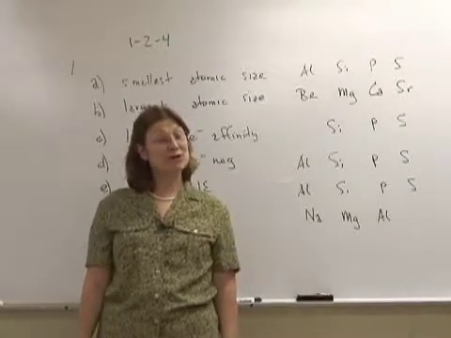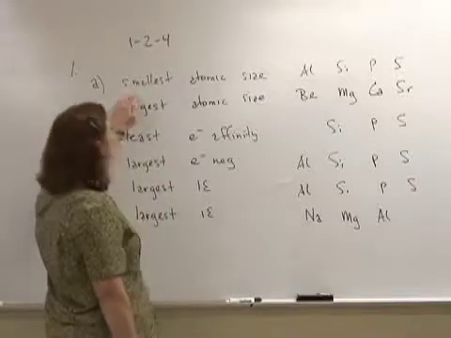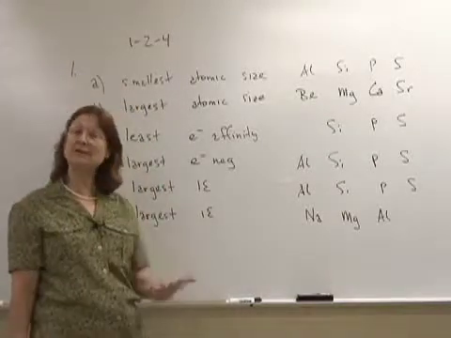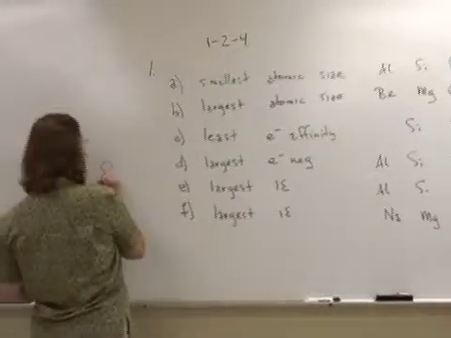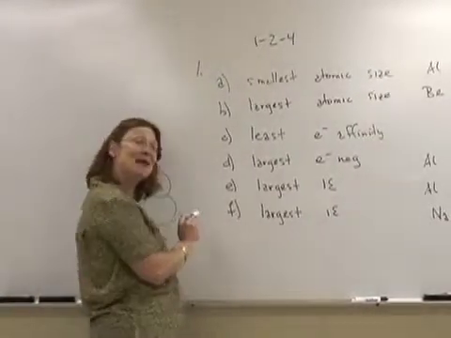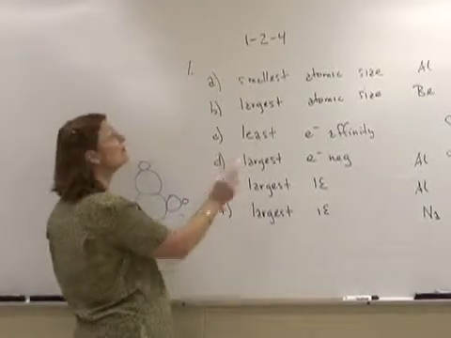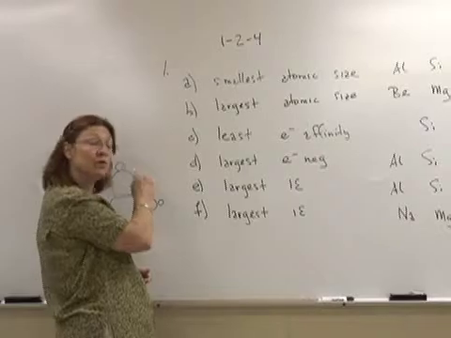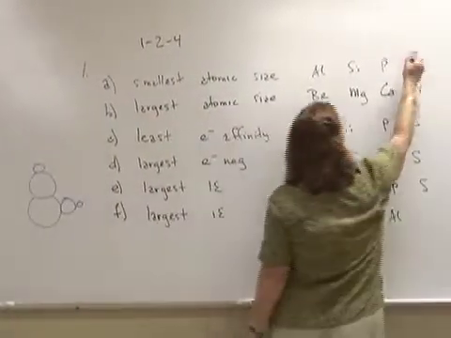Number 1, we are reviewing our periodic trends. And the very first question is asking about atomic size. Well, atomic size is the same as the atomic radius. And we look at the snowman. The snowman is big on the bottom, and he always falls over in this direction. And therefore, when we look at these elements, we see that we're going across a period. And therefore, the smallest one will be the sulfur.